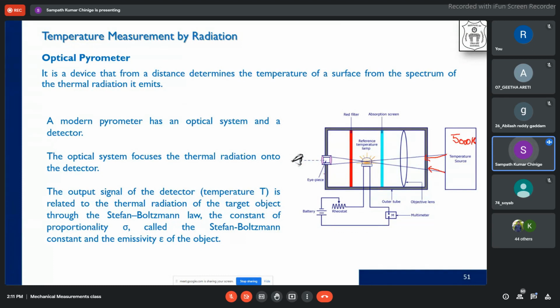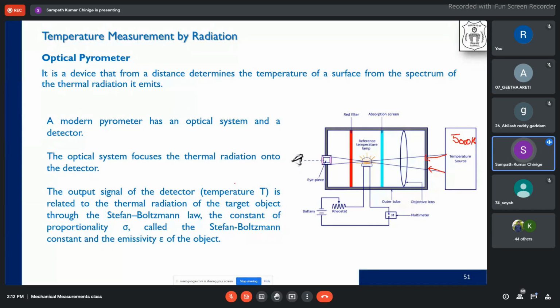So we have an optical system and a detector. We have two things: a red filter and an absorption screen. We know that the output signal of the detector, temperature T, is related to the thermal radiation of the object with the help of Stefan-Boltzmann: Eb is equivalent to sigma T to the power 4.